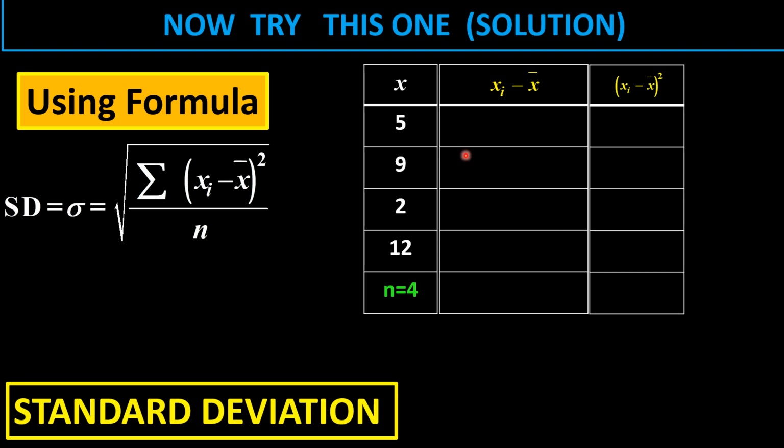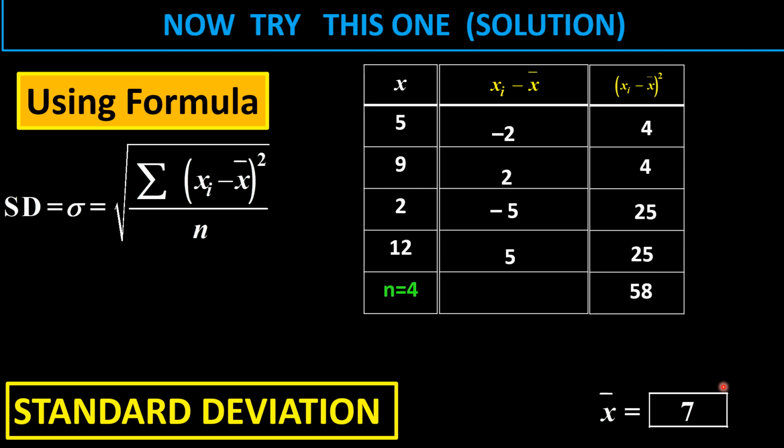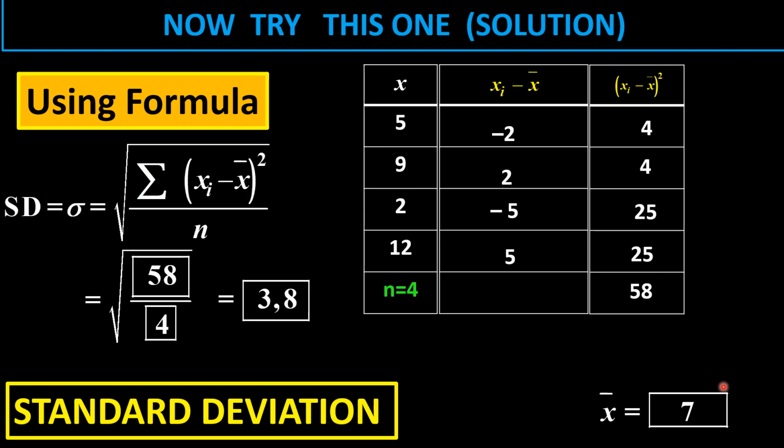First of all, we can see there are 1, 2, 3, 4 data points, so n is equal to 4. And we first have to calculate the mean, and the mean is 7. That's actually quite easy. 5 plus 9 is 14, and that's 16, that's 28. 28 divided by 4 is 7. Then we have to find the differences. There's the differences. Then we square the differences, and we find the sum, which is 58. Therefore, the standard deviation is square root of 58 divided by 4, which gives me 3,8. So the standard deviation there is 3,8.